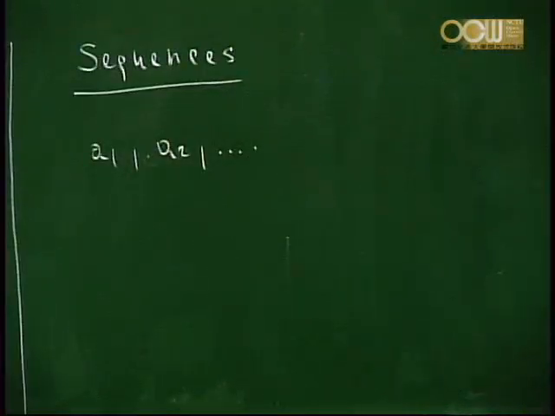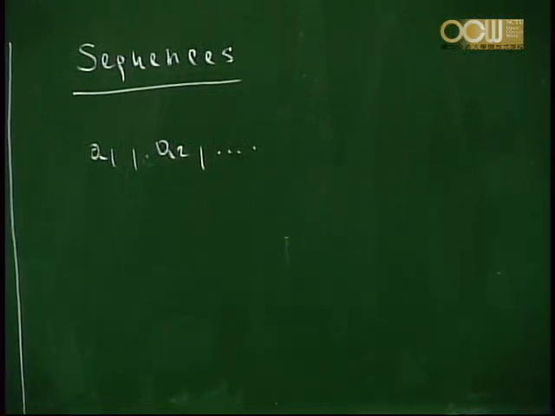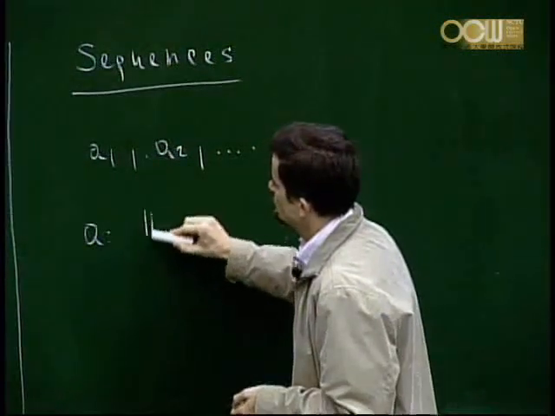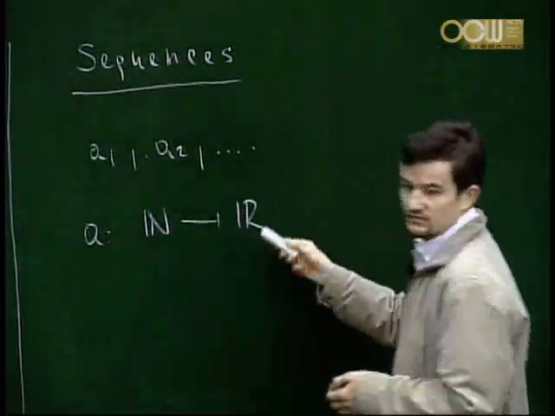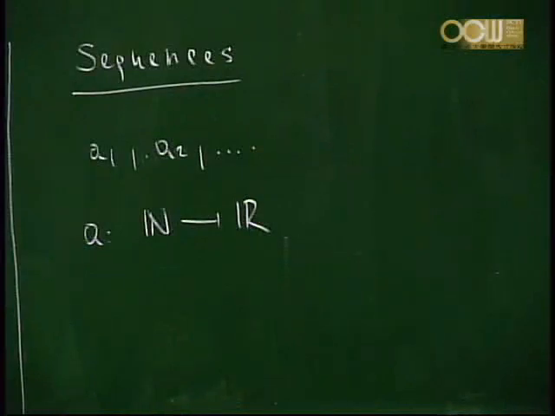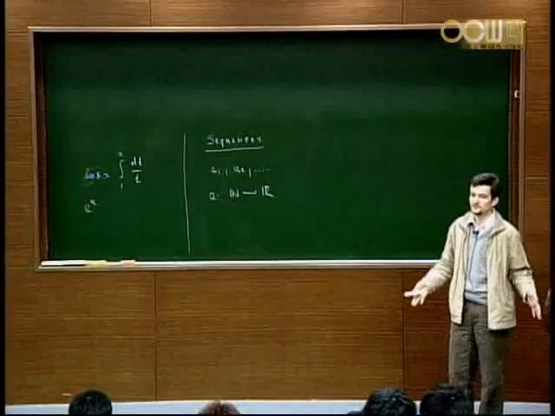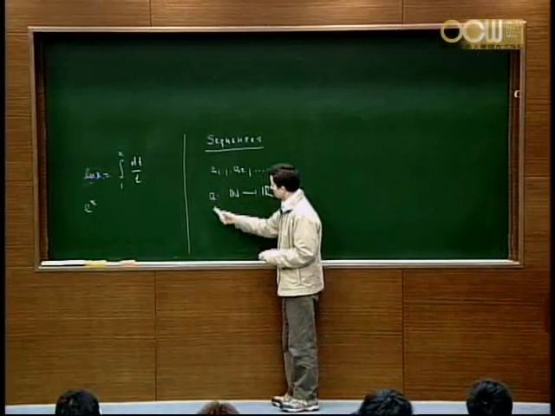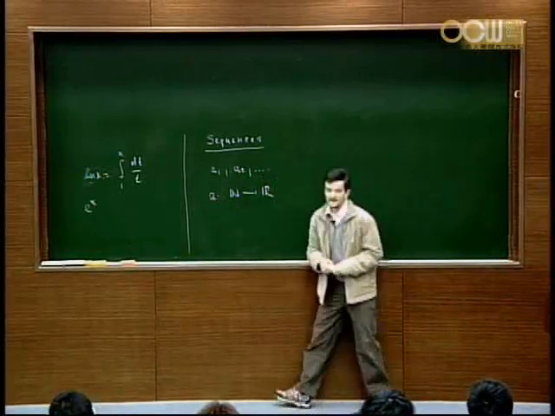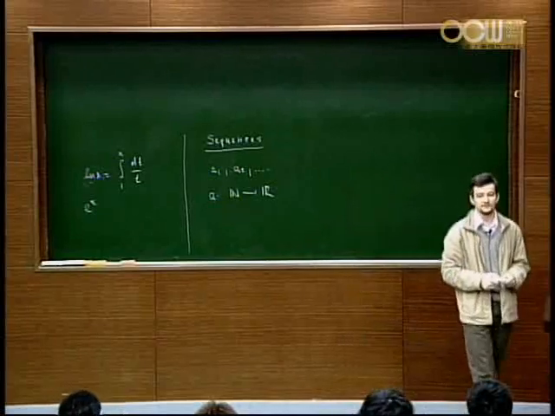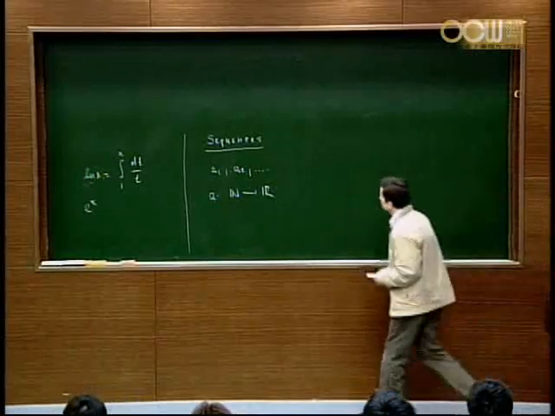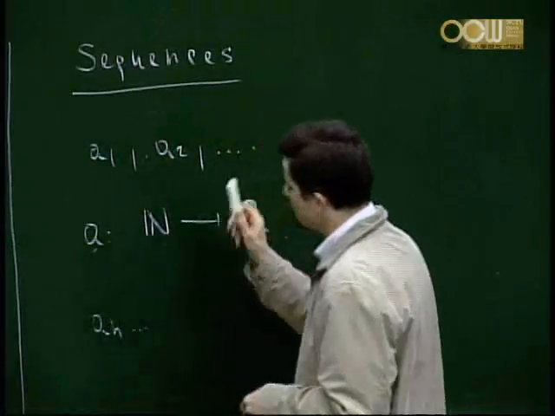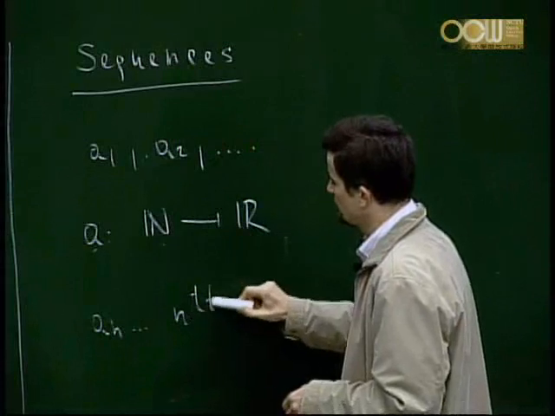apart from looking at the sequence as a list of numbers, you can also say a sequence is a function. Namely, you have a function which maps n into the real numbers. So this is another way of looking at it. So sequences are either a list of numbers or a function, with the special case where the domain is equal to the positive integers. Now, you also know that the terms of a sequence, the an, we are going to call the nth term of a sequence.